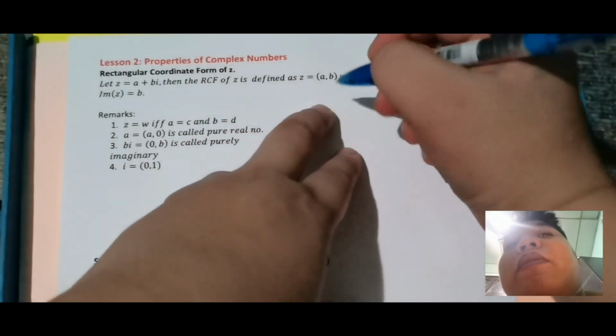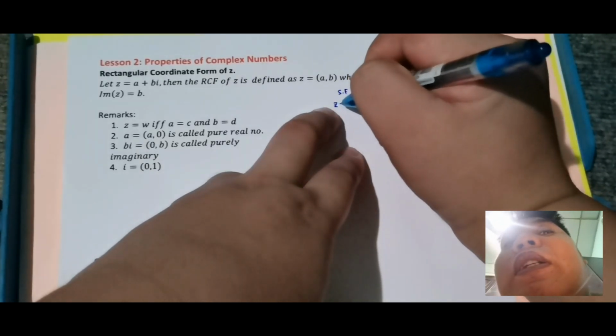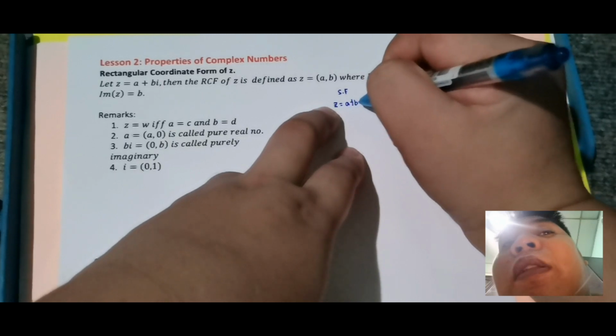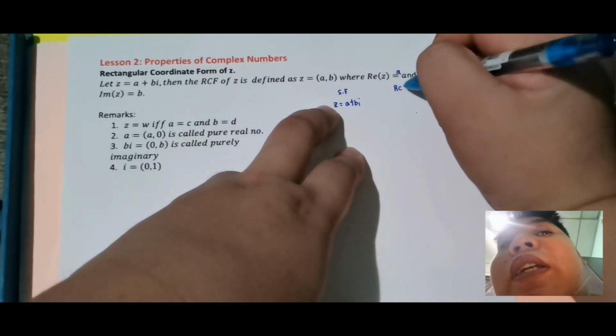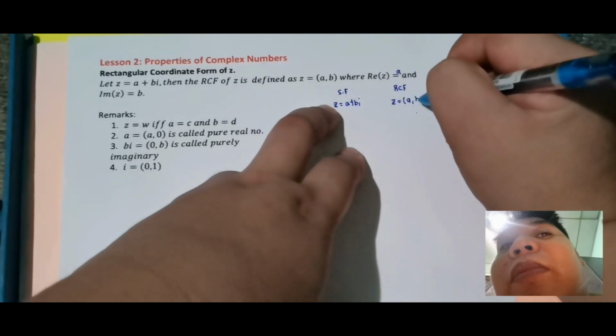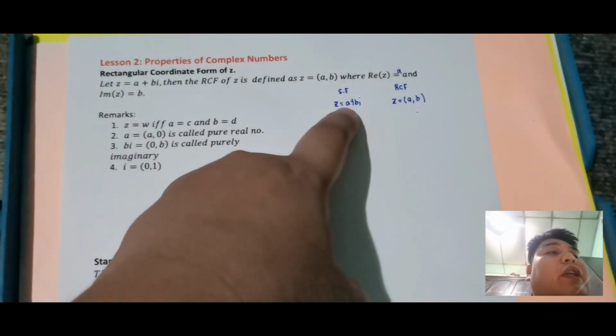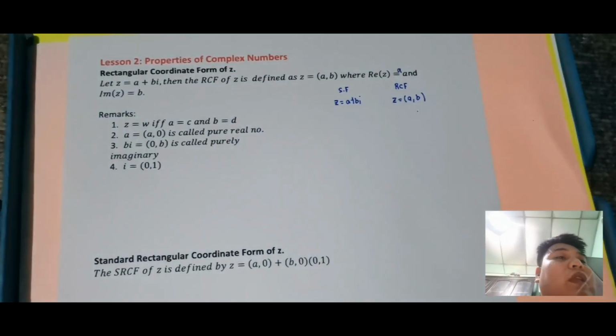So, kung napapansin nyo, yung SF o yung ating standard form na z is equal to a plus bi, may corresponding RCF. So, napakasimple ng RCF niya. Z is equal to a, comma, b. So, ano nangyari? Yung first coordinate is yung real part. Yung second coordinate is yung imaginary part. Okay, so again, huwag nyo kalimutan isama yung symbol natin dyan. So, yan yung first conversion. So, for example, from SF to RCF, pwede mong gawin. For RCF to SF, kaya mong gawin yan.